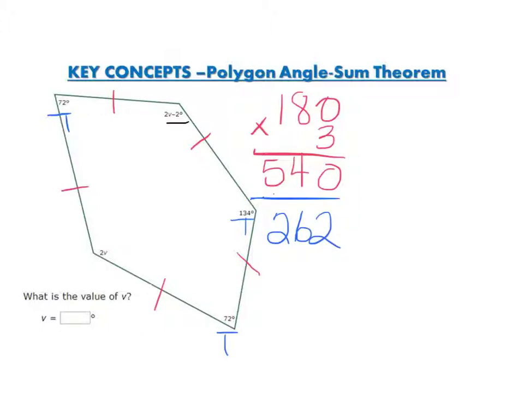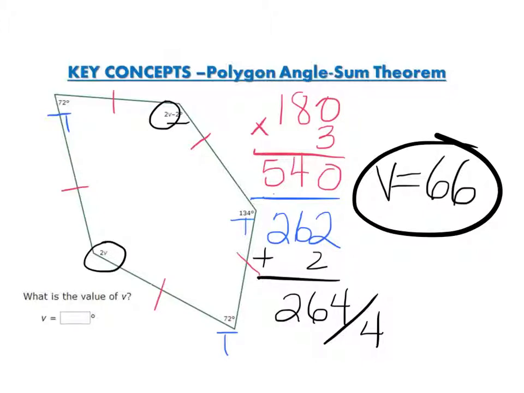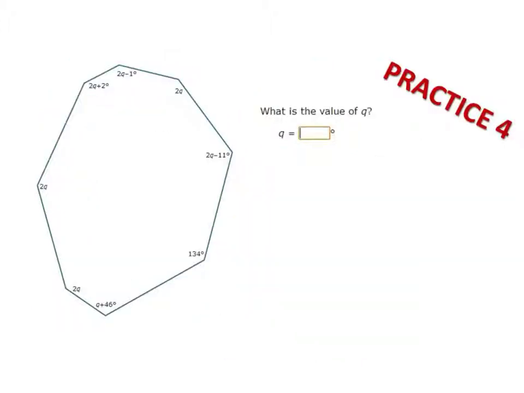And then because I have this negative 2, that means I'm going to add it. That gives me 264. Now I'm going to divide it by 4v, or just divide it by 4. That gives me v equals 66. So the value of v is 66.